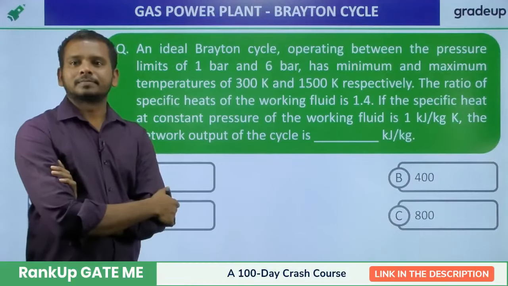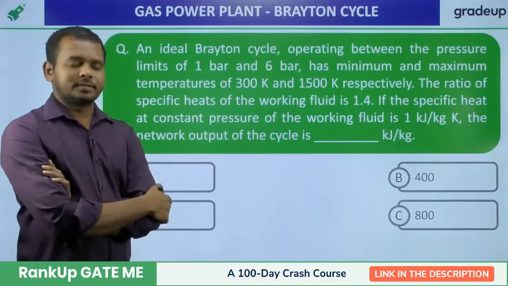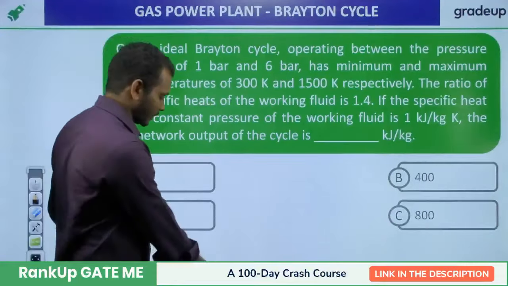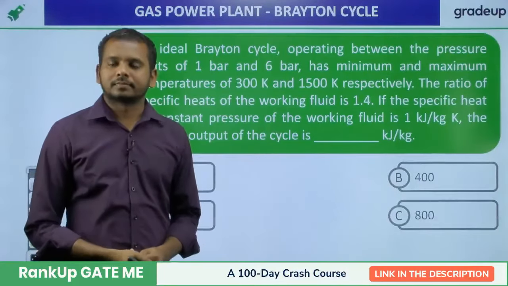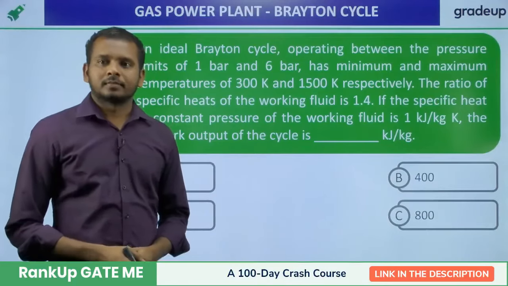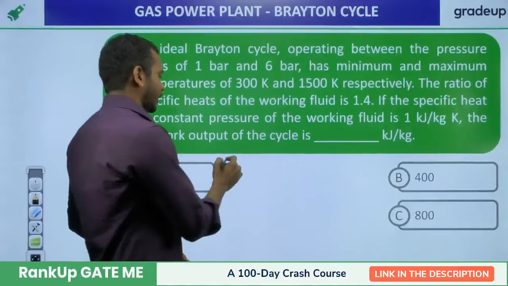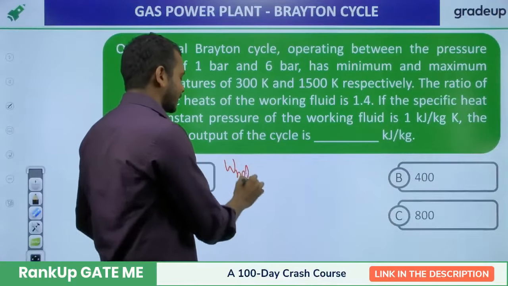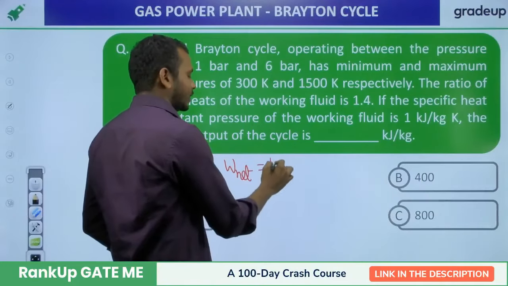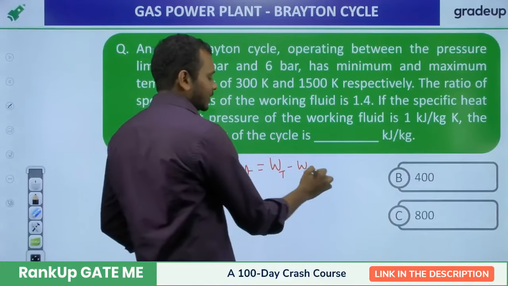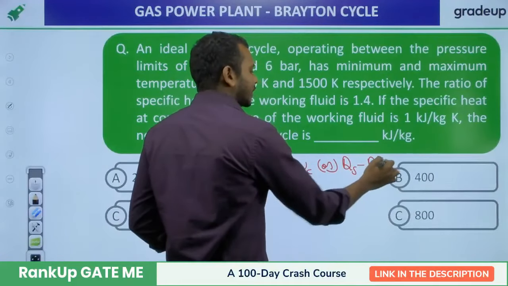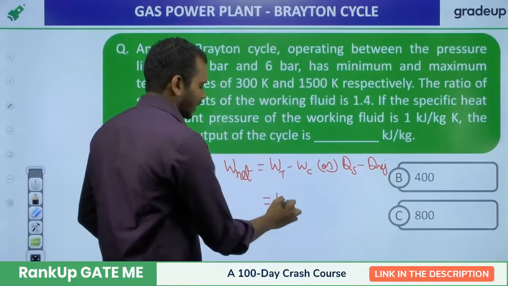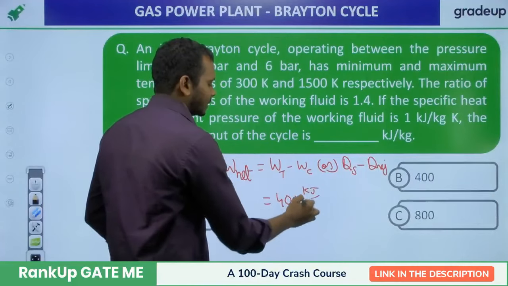Good. Right, Jivan. So net work output is nothing but, here you can check what I said, net work output is nothing but WT minus WC or QS minus Q rejection. So you can substitute any two values, you will get here 400 kilojoule per kg.